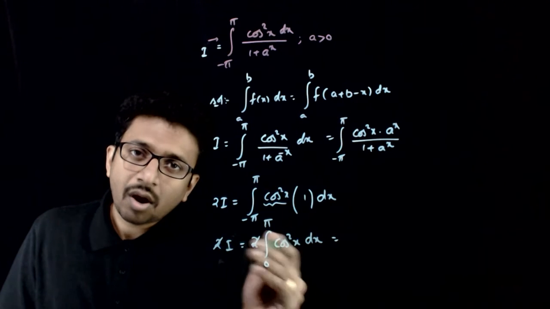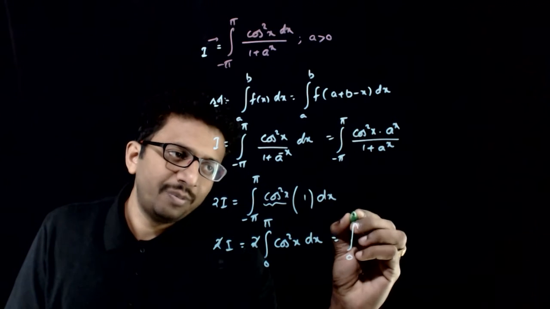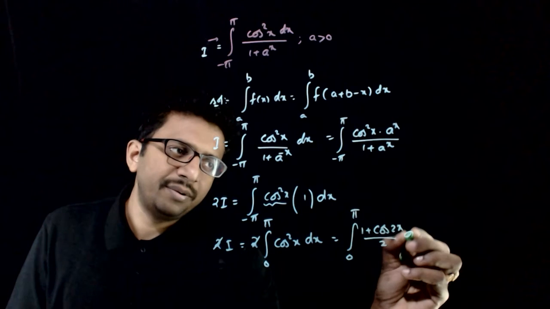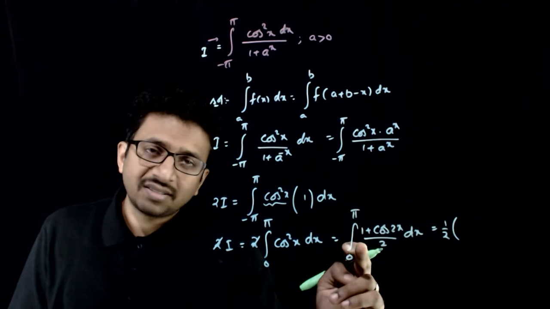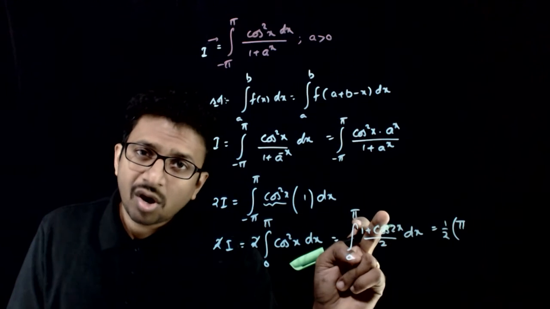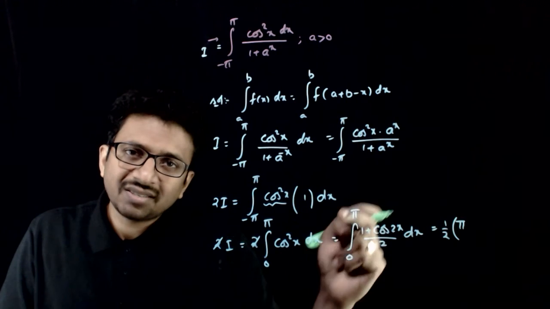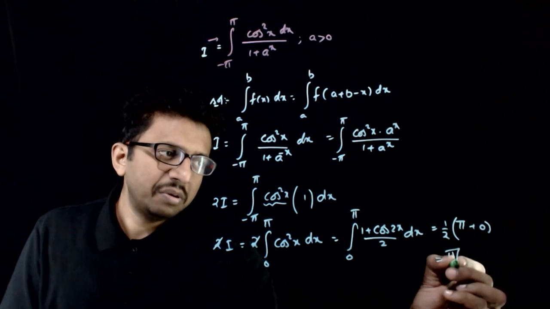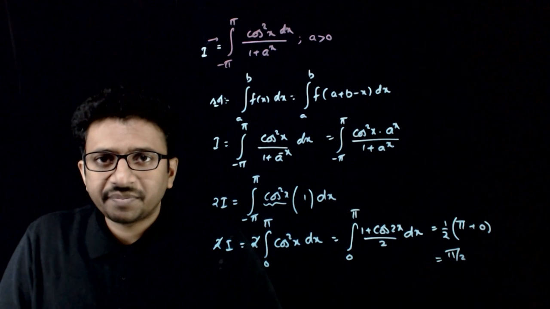Cos square x can be written as 1 plus cos 2x by 2. So integration from 0 to pi of 1 plus cos 2x by 2 dx is equal to half times the integration of 1 dx, which is x from 0 to pi, so you get pi. And the integration of cos 2x is sin 2x by 2, and sin 2x is equal to 0 at both these limits, so you get 0. So it is equal to pi by 2. So I is equal to pi by 2 is the answer. Thank you.